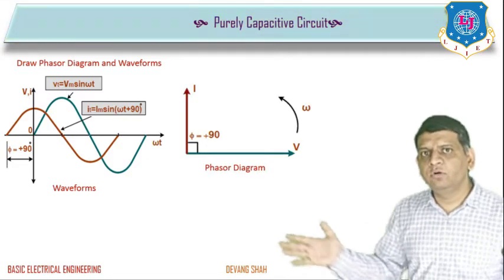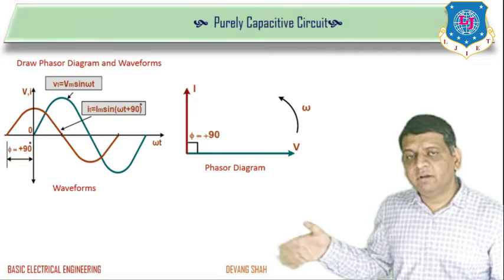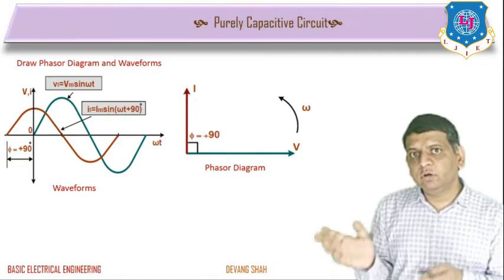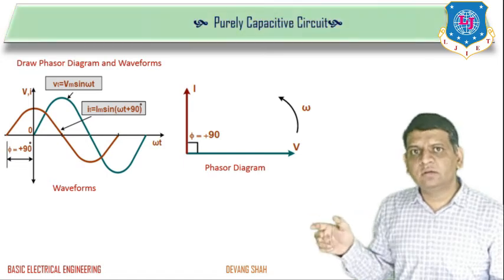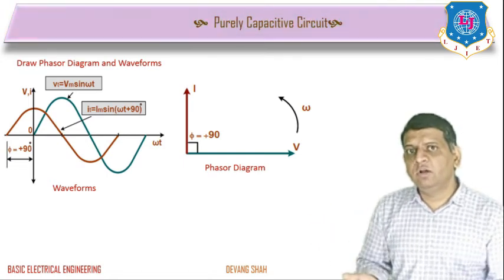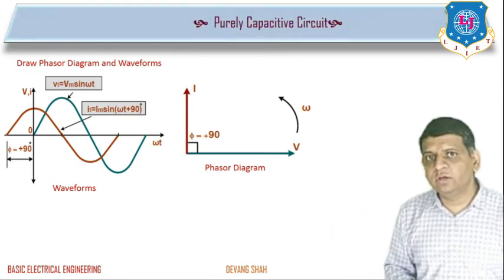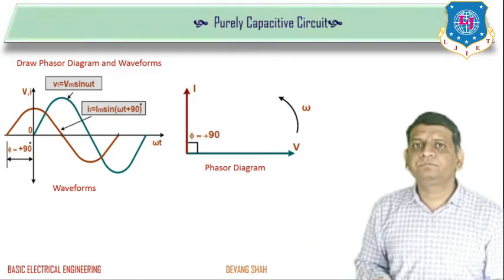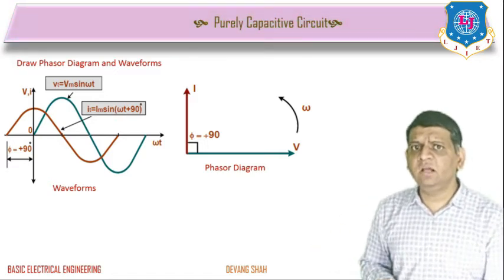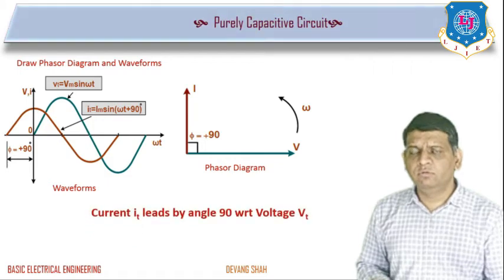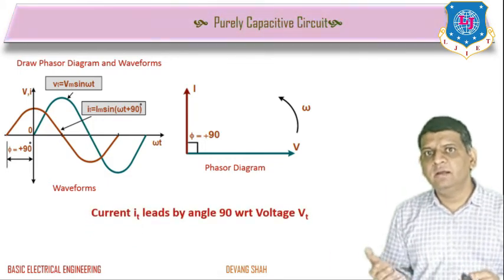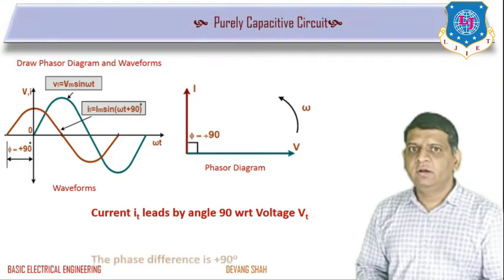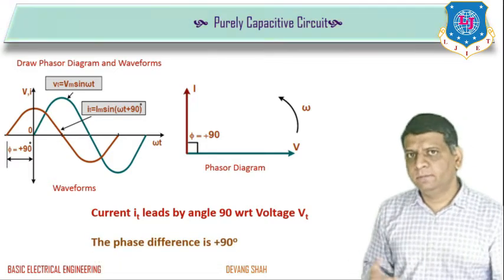Same thing if you observe using the phasor diagram, when voltage starts at the angle 0, but before that current has already started at plus 90 angle, where these two vectors, voltage and current, are moving in an anti-clockwise direction with the same angular velocity. So here current is always ahead by angle 90 with respect to voltage V. So you can see here current i(t) leads by angle 90 with respect to voltage v(t), right? So here the phase difference is plus 90.